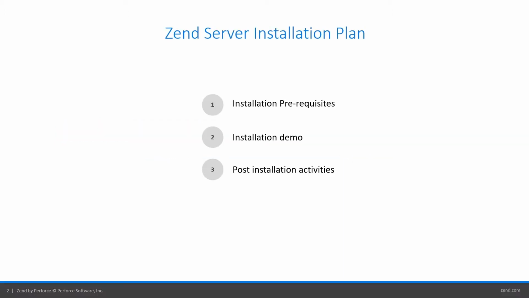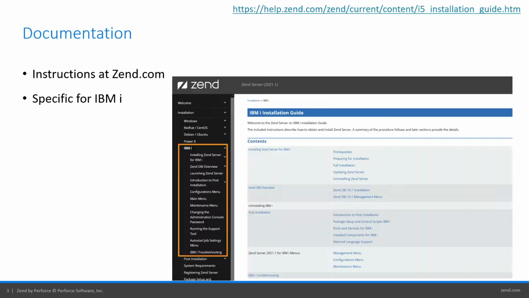In this video, we're going to cover the installation prerequisites for installing Zend Server 2021. We'll have a live demonstration of the actual installation, and we'll also discuss many of the requirement processes. We'll wrap up by exploring some of the post-installation activities so you can get going with PHP on your IBM I. All of the steps outlined in this video and even more detail are available in our online documentation at zend.com.